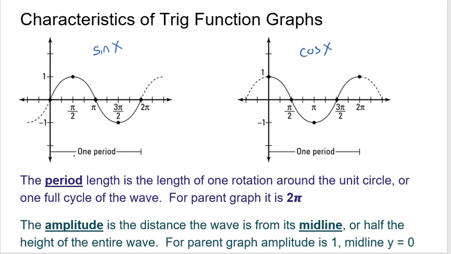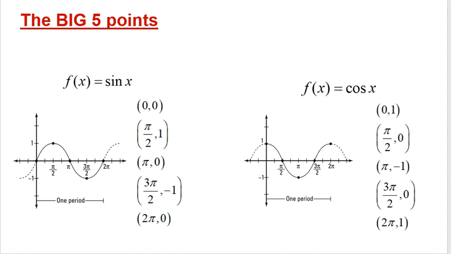And the amplitude is half of the total height, which is the distance from the midline to the top of the wave or bottom of the wave, okay? And typically it's 1. And then the midline is actually the x-axis, or y = 0. That's the line that we travel around. And we talked about the 5 key points, right? And again, if you think about that unit circle, that's our guide that helps us create these functions.